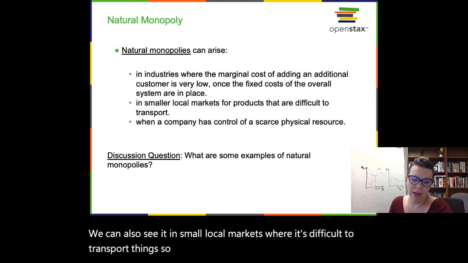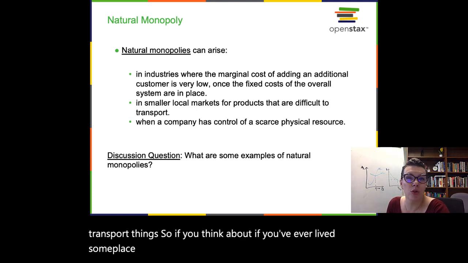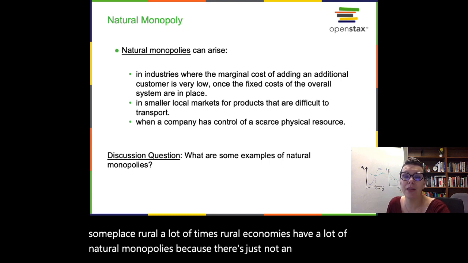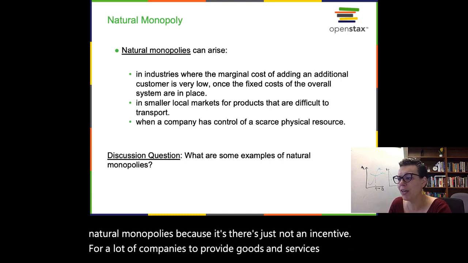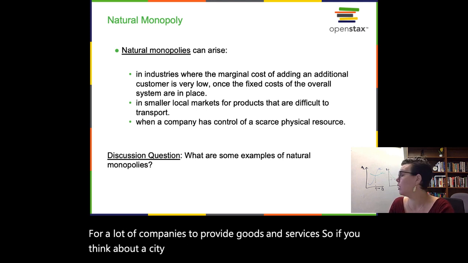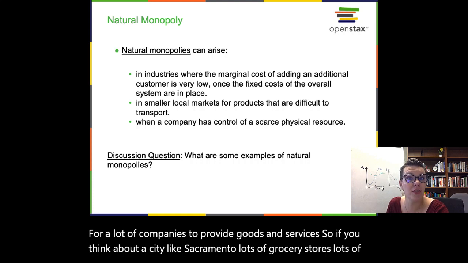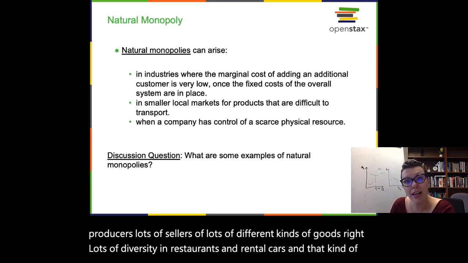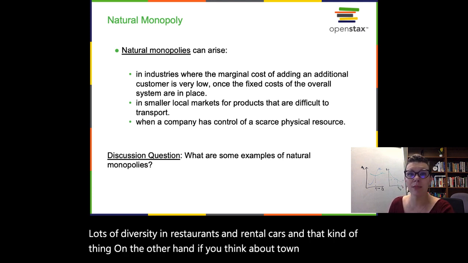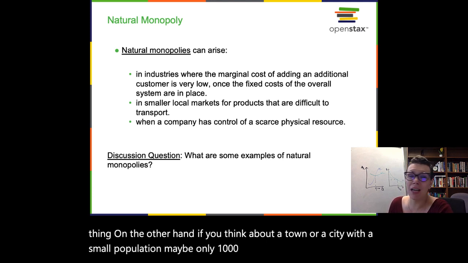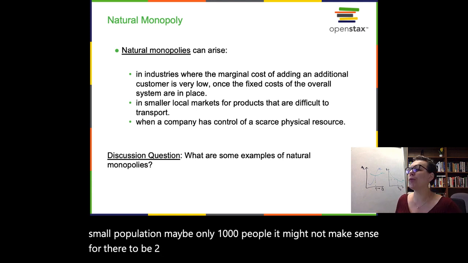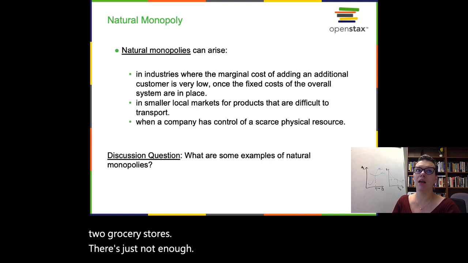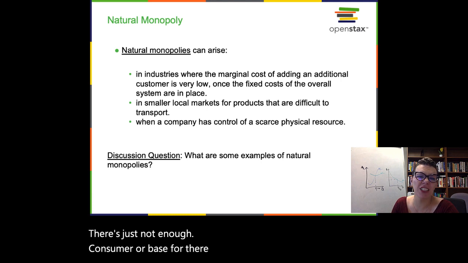If you've ever lived someplace rural, a lot of times rural economies have a lot of natural monopolies because there's just not an incentive for a lot of companies to provide goods and services. So if you think about a city like Sacramento, lots of grocery stores, lots of producers, lots of sellers of lots of different kinds of goods, right? Lots of diversity in restaurants and rental cars and that kind of thing. On the other hand, if you think about a town or a city with a small population, maybe only 1,000 people, it might not make sense for there to be 2 rental car companies or more than 1 or 2 grocery stores. There's just not enough consumer base for there to be a lot of firms. It just doesn't make sense.